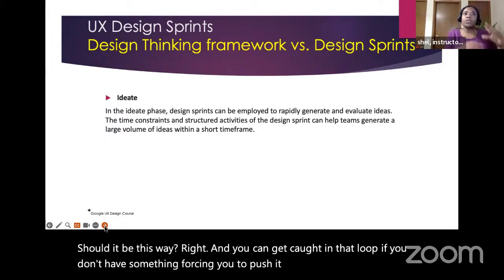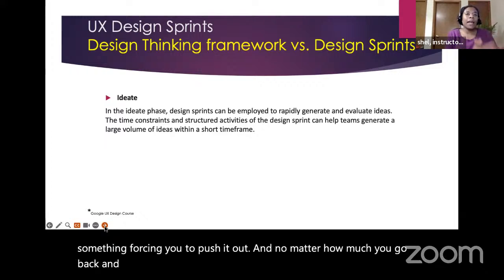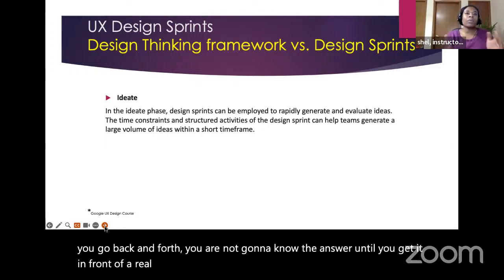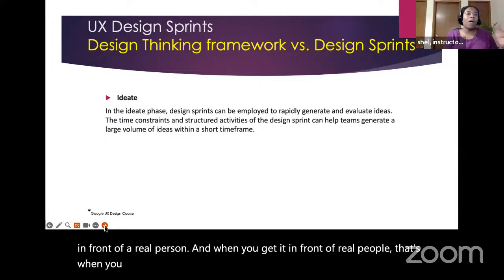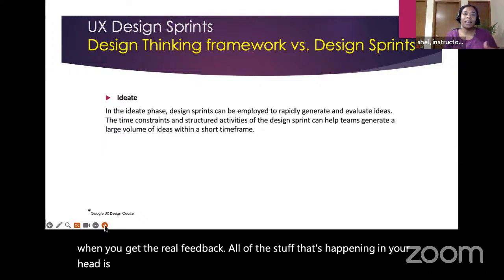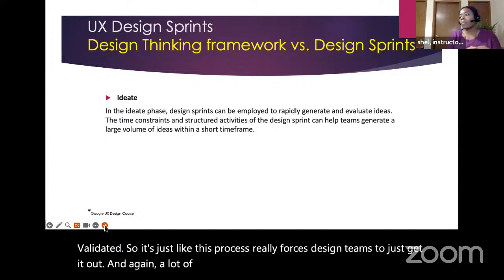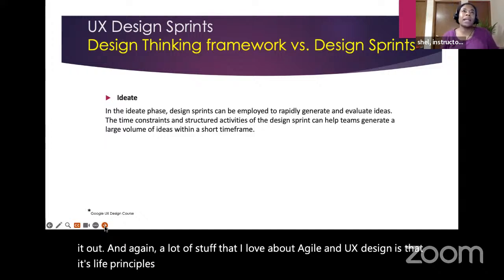No matter how much you go back and forth, you are not going to know the answer until you get it in front of a real person. When you get it in front of real people, that's when you get the real feedback. All of the stuff happening in your head is not validated. So this process really forces design teams to just get it out. A lot of what I love about Agile and UX design is that it's life principles too. It applies to everything in life, not just design.